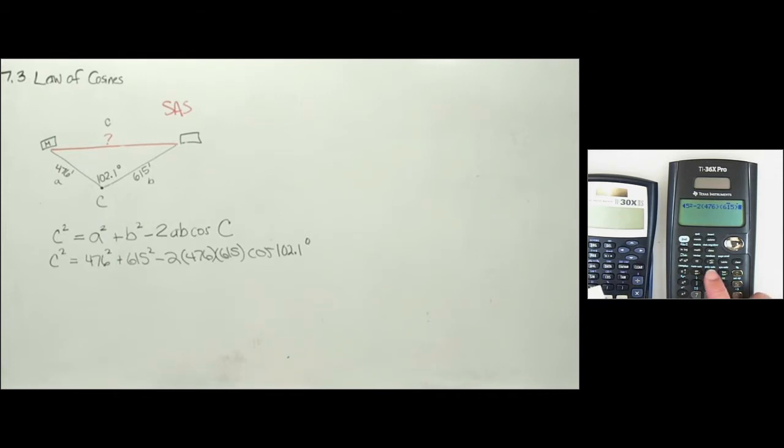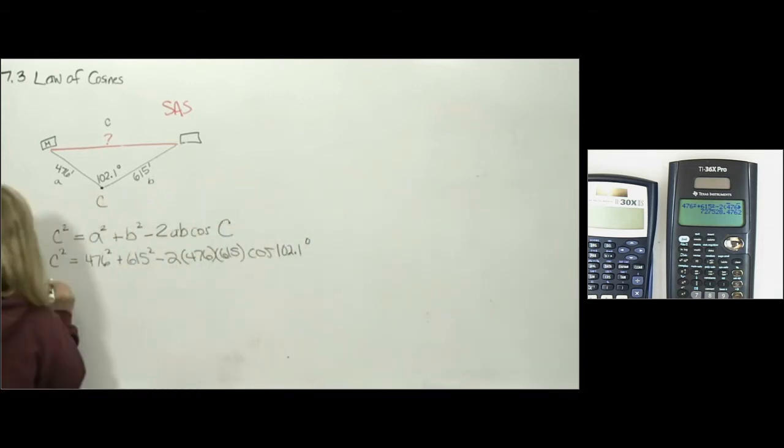Then we're going to hit the button cos, and we're going to do 102.1 degrees and close it. Remember, we're in degree mode. We don't need the degree symbol. All we've got to do is hit equals, and there comes our big decimal. So just take your time typing.